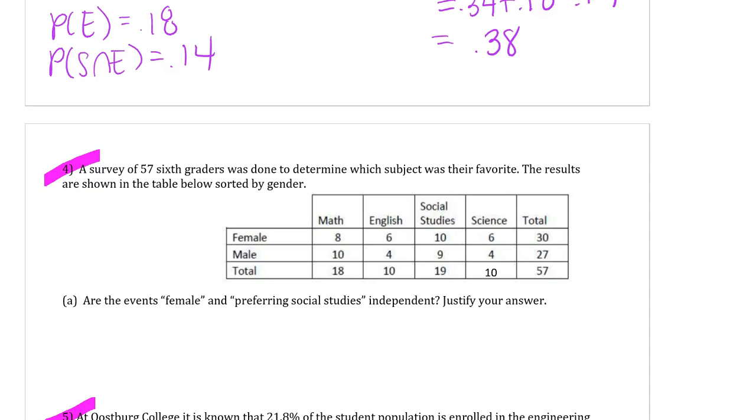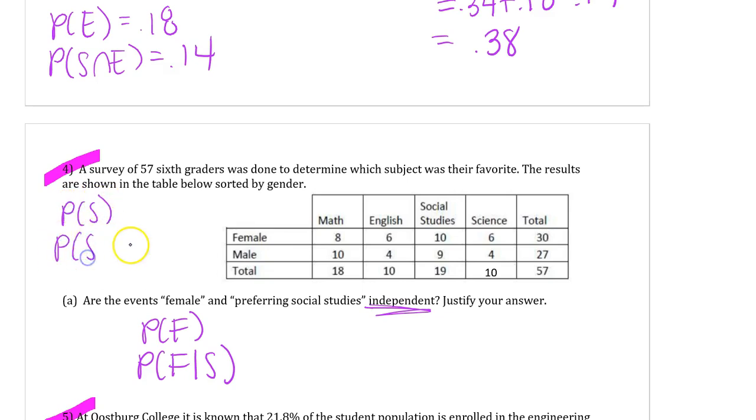All right, so we got a table below of preferred subjects and male versus female. I want to know if the events are independent. In order to assess independence, we need to calculate the probability of being female and the probability of female given they said they preferred social studies. This is the formula, okay? The only other possible way you could calculate independence is if you did the probability of social studies and then social studies given female, okay?